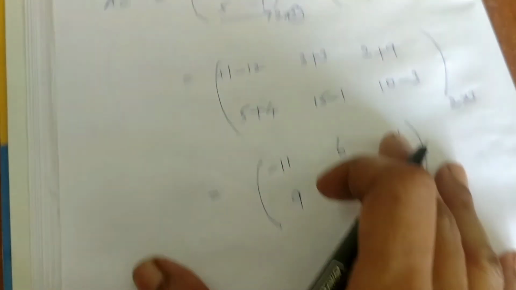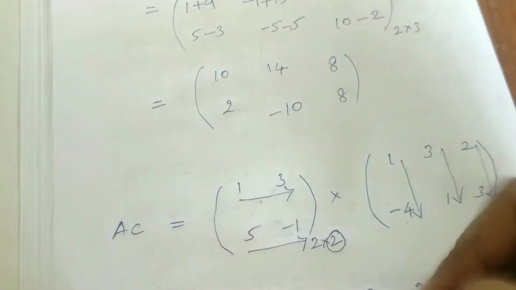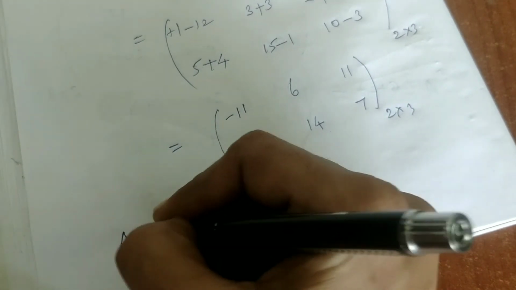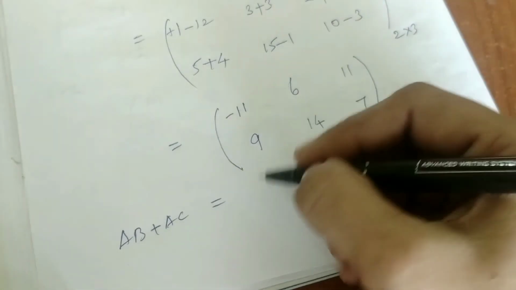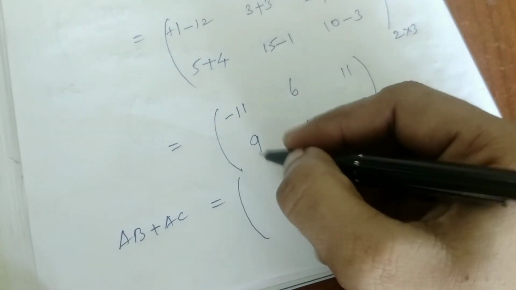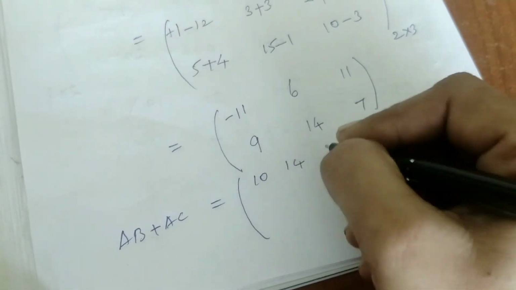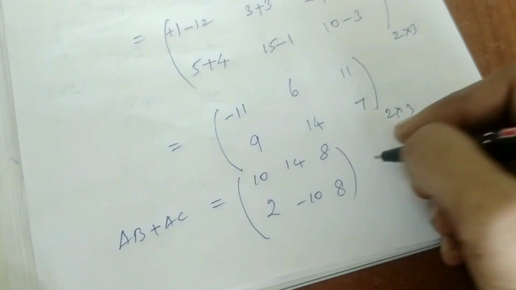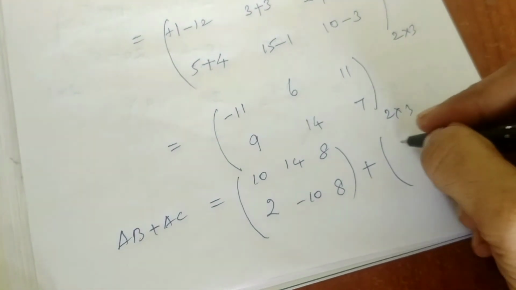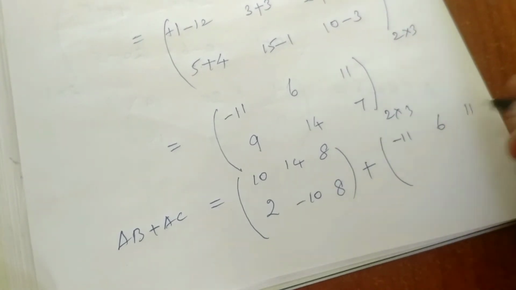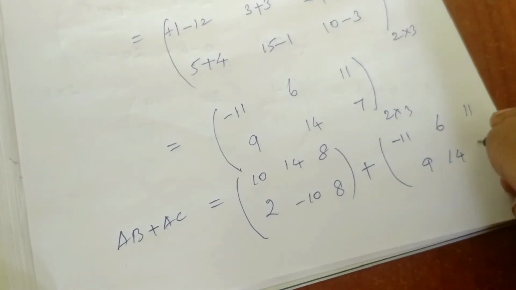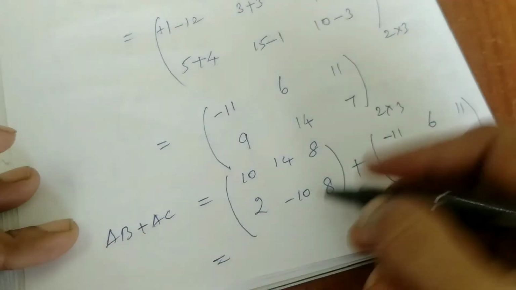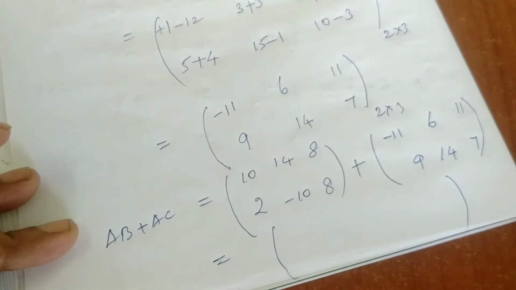Now we are going to add these two matrices. So that is our RHS, no? So AB plus AC. What is our AB answer? 10, 14, 8, 2, minus 10, 8. Plus minus 11, 6, 11, 9, 14, 7. This is our second matrix. Now we are going to add these two. So what will you get?